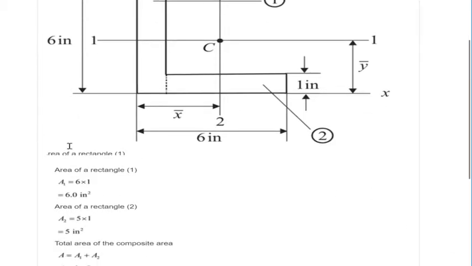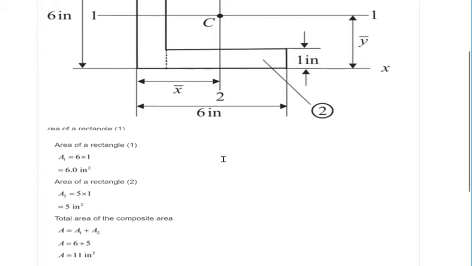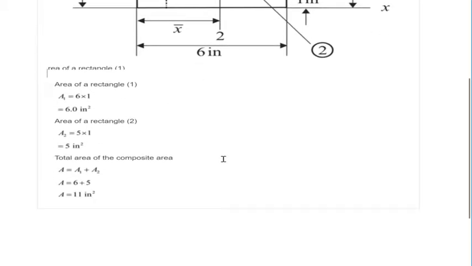Okay, sorry about this. This was a typo on my part. I cut something I shouldn't have cut. Anyways, let's continue. So as we can see here, the area of rectangle 1 is 6, the area of rectangle 2 is 5, and the total area is 11.